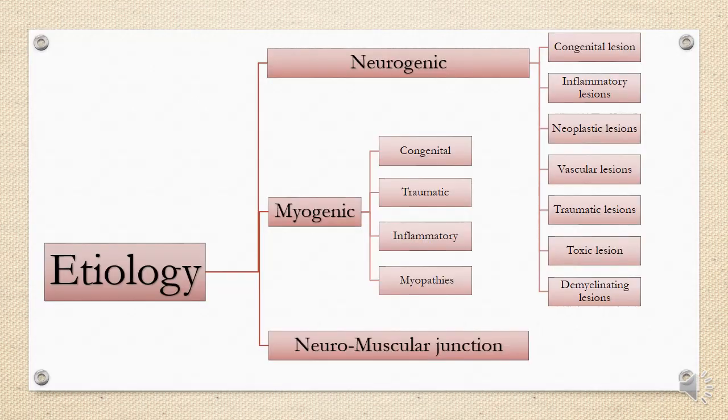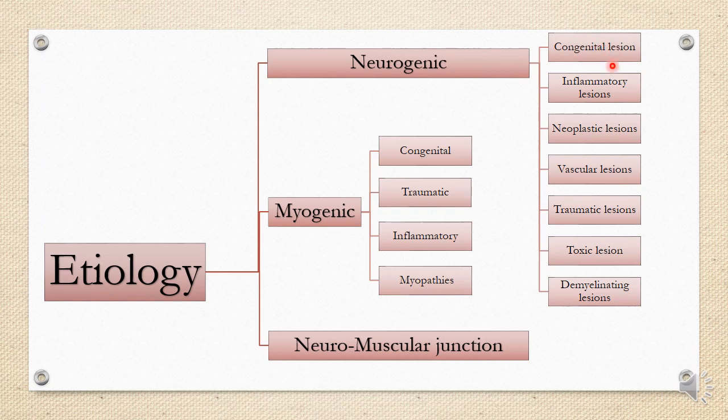So etiologically, when we say paralytic squint, these are caused because of three types of lesions. Either paralysis of the muscle or paralysis of a particular nerve could be the reason: it could be a neurogenic lesion, myogenic, or a neuromuscular junction lesion. Neurogenic means damage to a particular nerve. Myogenic is basically damage to your muscle, and neuromuscular means the point where your nerve and a muscle are joining. So when you see this etiological classification, for neurogenic causes, the first is congenital lesions.